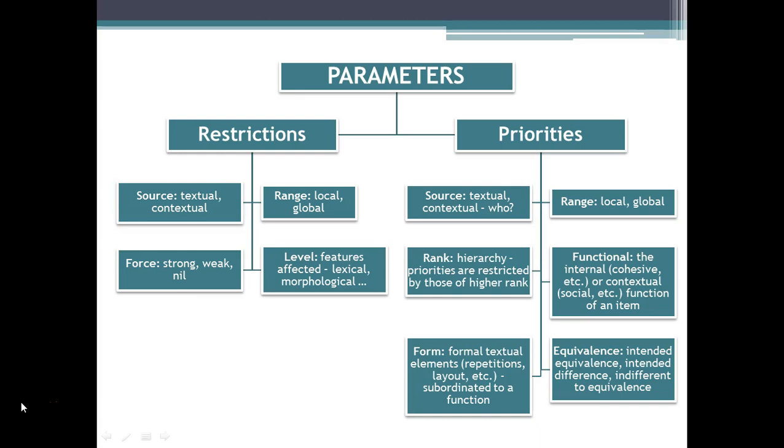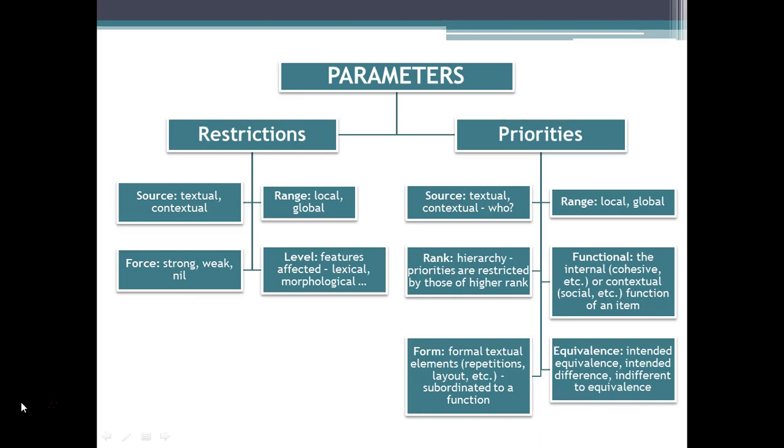They can be strong, weak, or nil, and they have level. What features are affected? Lexical level, morphological level, etc. As for priorities, they have rank. They are arranged in a hierarchy. Priorities are restricted by those of higher rank.